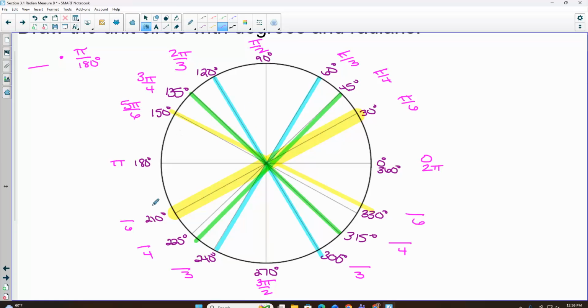Okay, in the third quadrant, you've gone past pi. So the top is 1 larger. So 1 more than 6 would be 7 pi over 6. 1 more than 4, so 5 pi over 4. 1 more than 3, so 4 pi over 3.